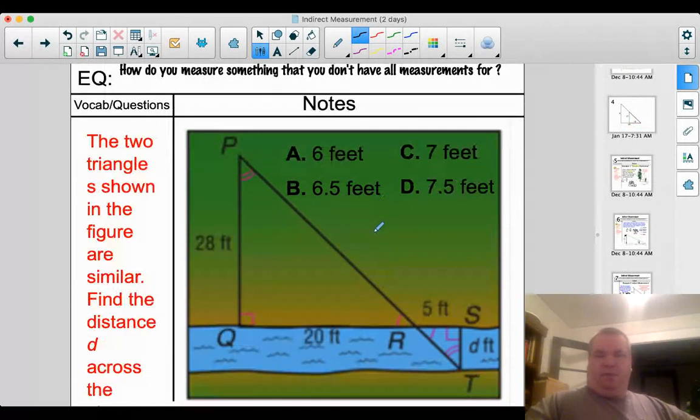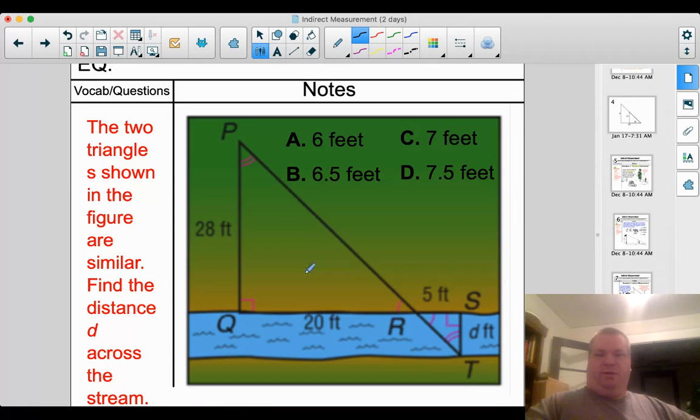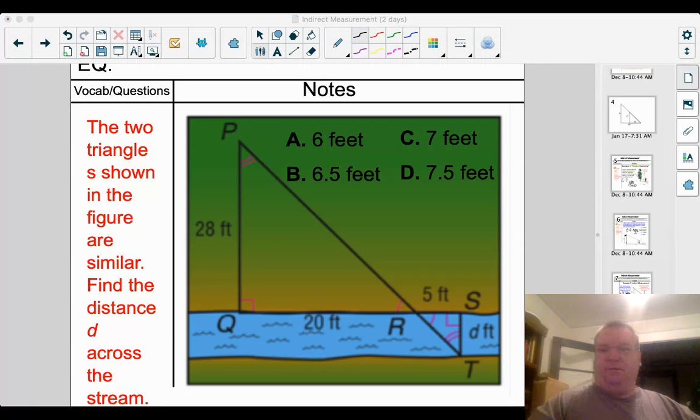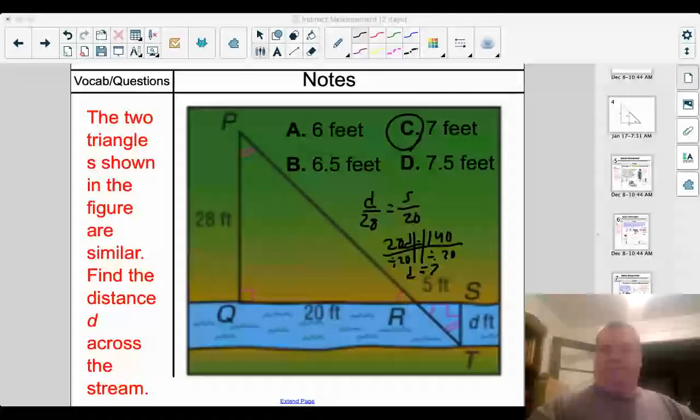All right, why don't you try this one? So I've got a similar picture labeled here. This is 28 feet, that's 20 feet, that's 5 feet. I want to know the distance across the river. So I'll pause it here. You give that a shot, and then we'll resume.